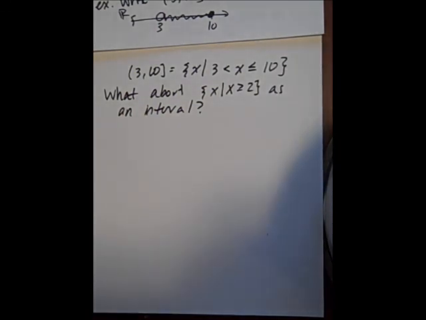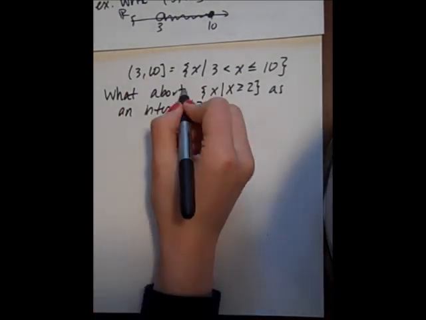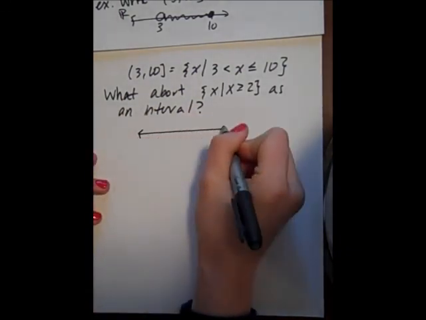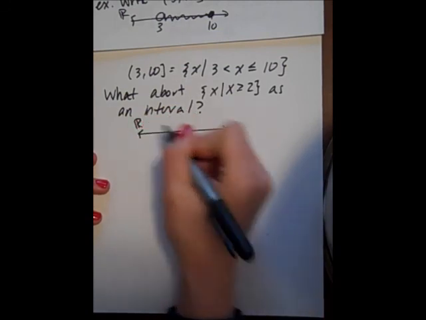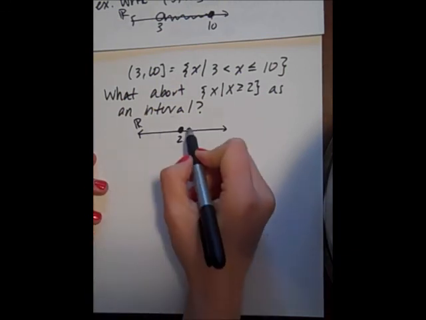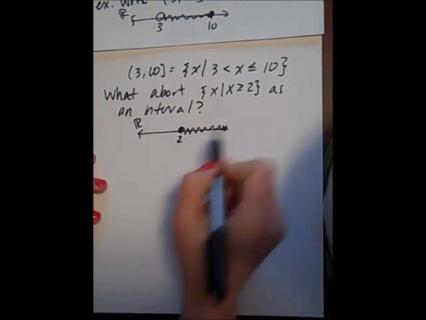So this time, I'm not starting with an interval and going to a set. Now I'm starting with a set, and I'm wanting you to write that as an interval. So let's look at this picture. Here's my real number line. Here's 2. I want a closed dot at 2. And then I'm looking at all x greater than it.